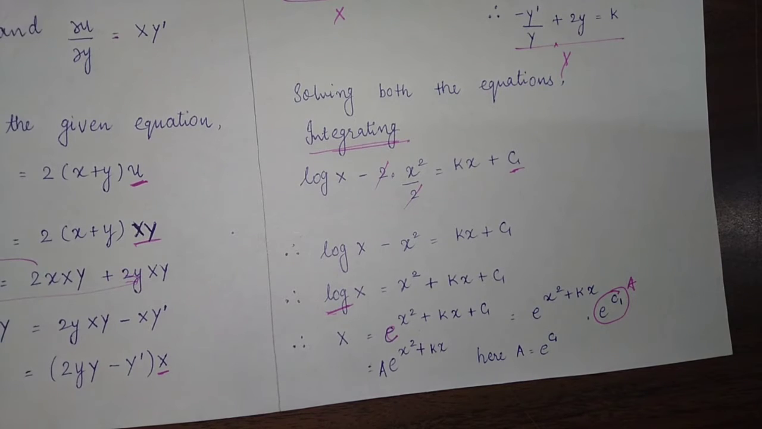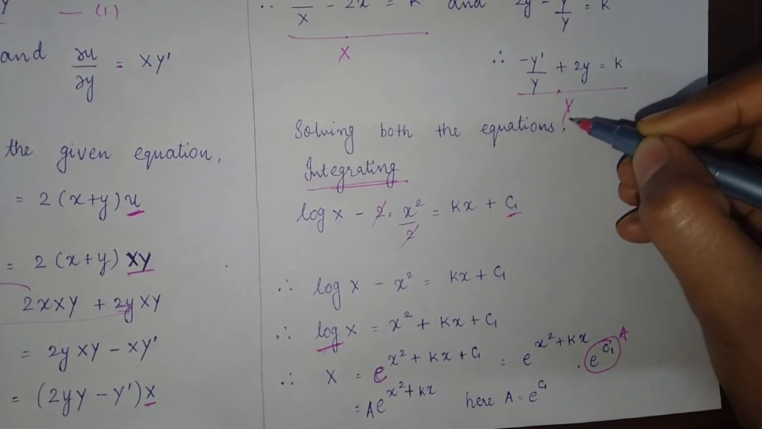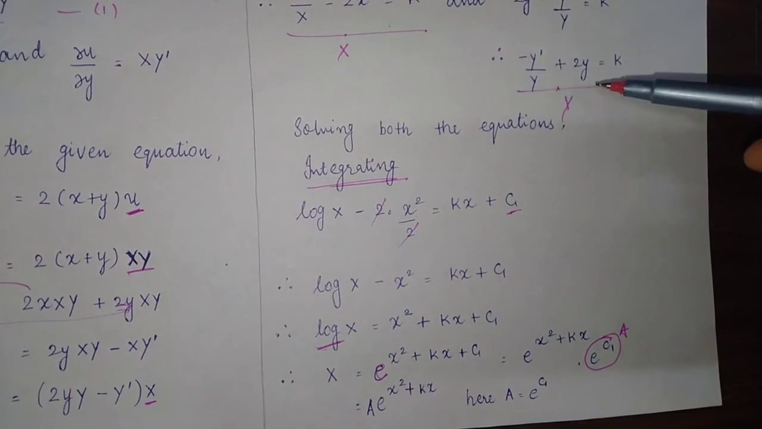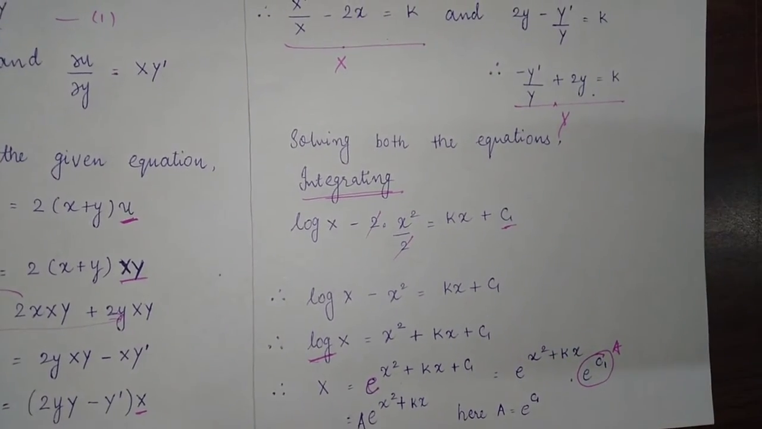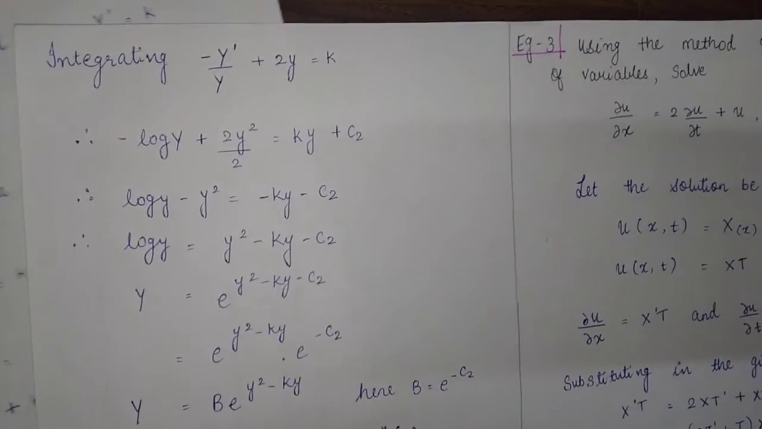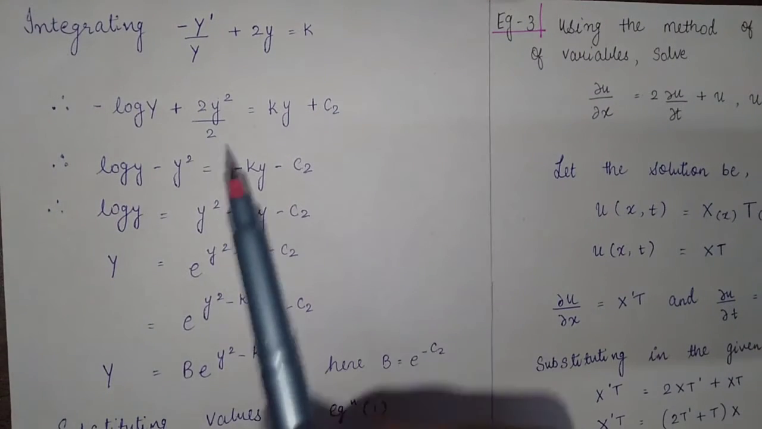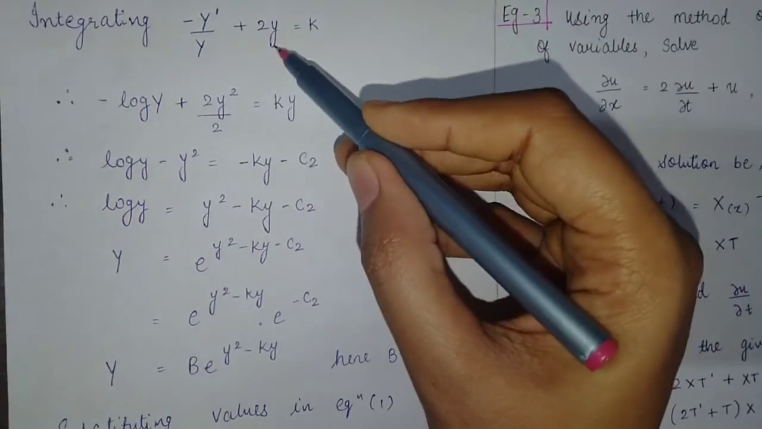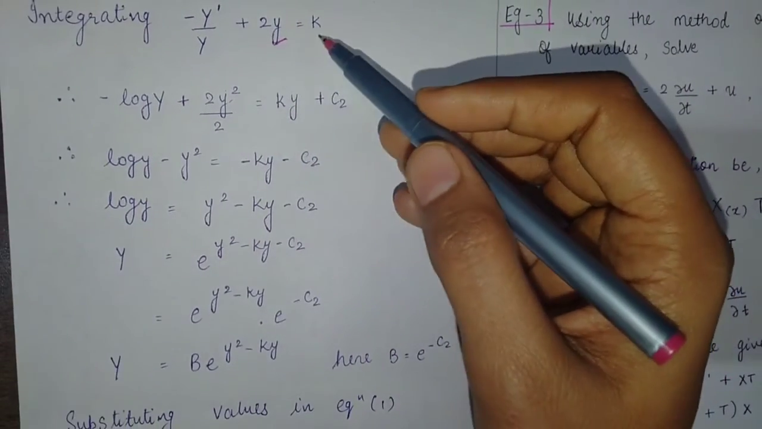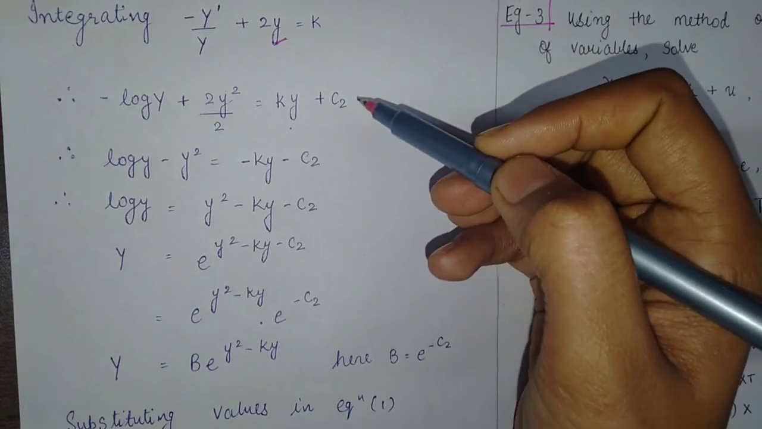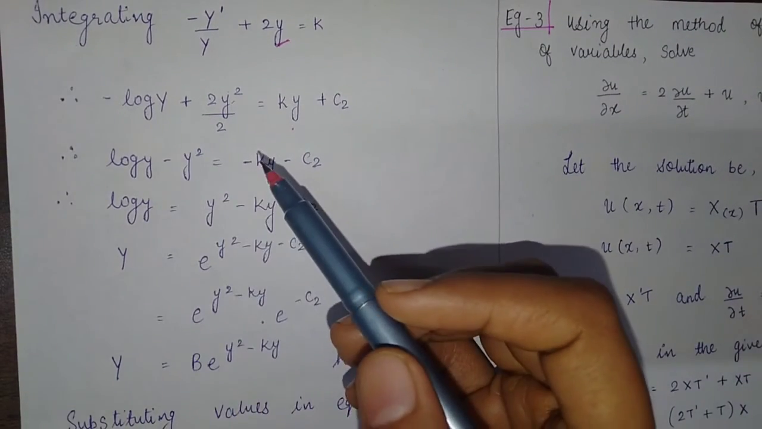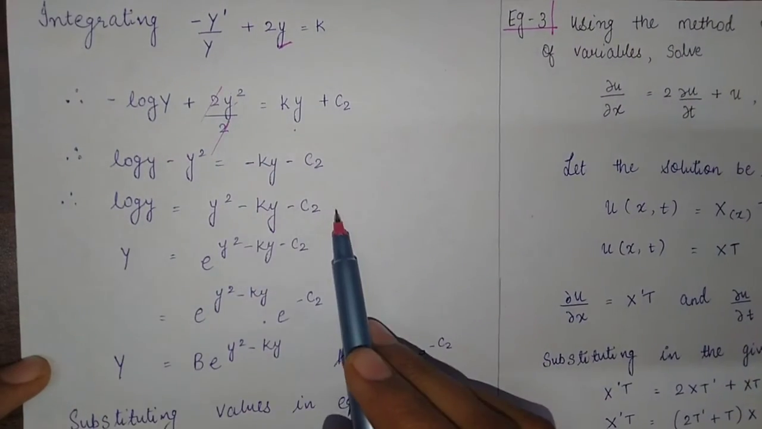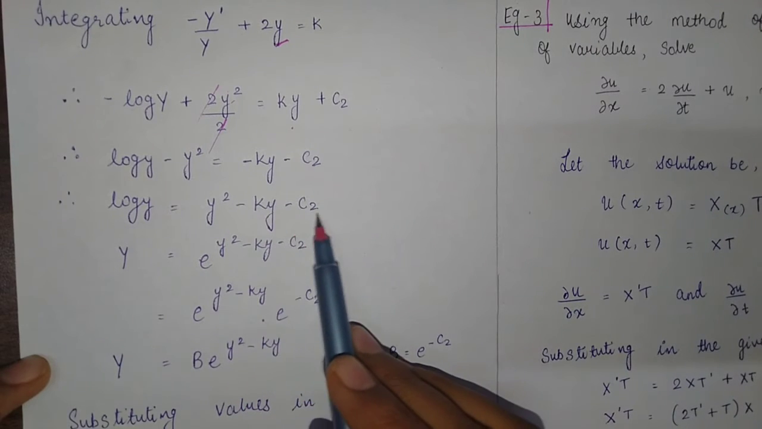Now we will find capital Y. How will we find capital Y? By integrating this term. Just like we integrated this one, now we will integrate this one. Integrating this term, we will get minus log y plus 2y square by 2. Integration of y is y square by 2 equal to ky plus c2. Again both the twos will get cancelled and I will get log y equal to y square minus ky minus c2.